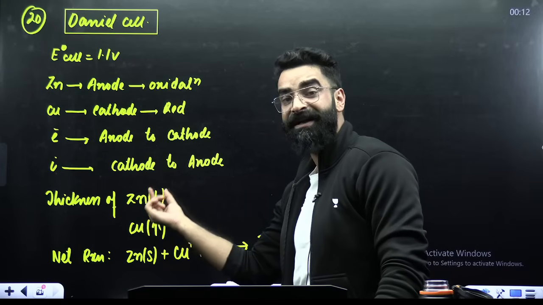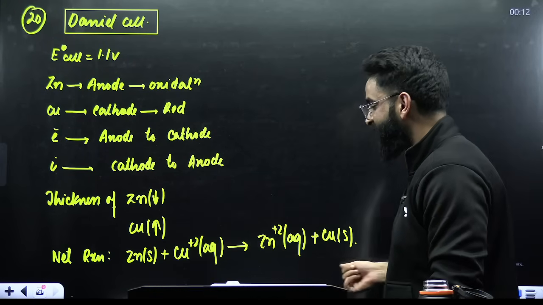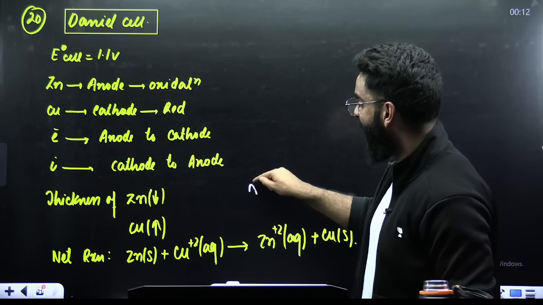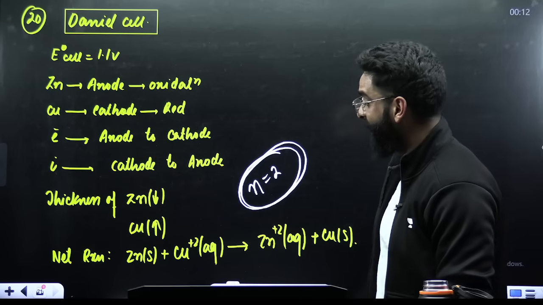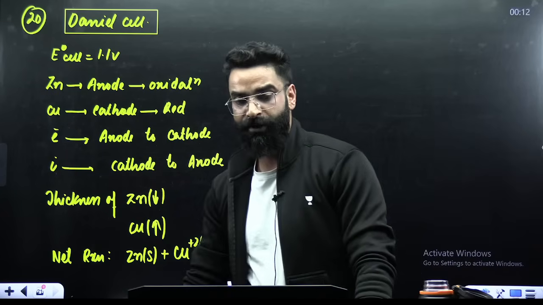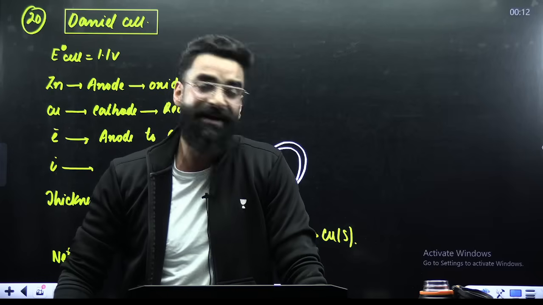Thickness of zinc rod decreases with time. Thickness of copper rod increases with time. And this is the net reaction that takes place in the Daniell cell. And remember, N value in case of Daniell cell is 2. That means number of moles of electrons exchanged in the Daniell cell is equal to 2. So these were some easy kill 20 concepts, my dear students, out of which anything can be asked.